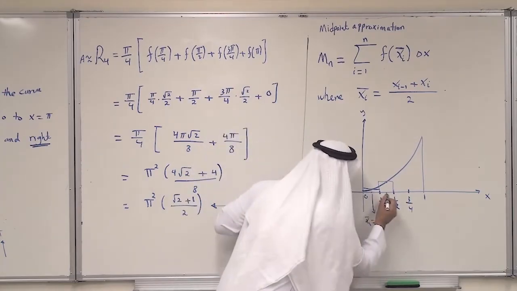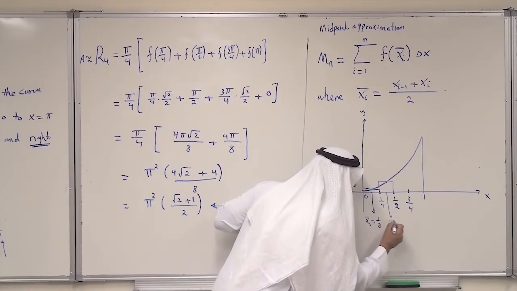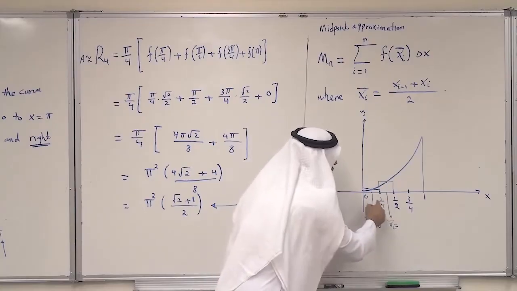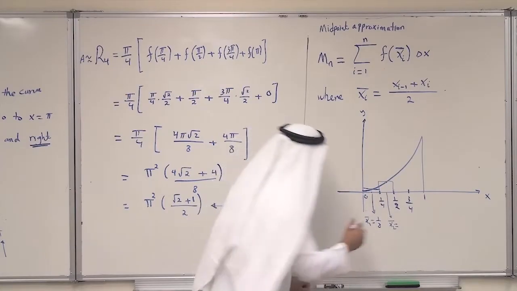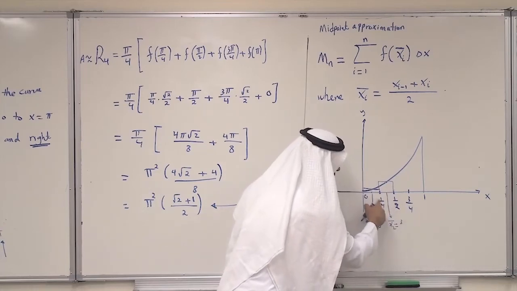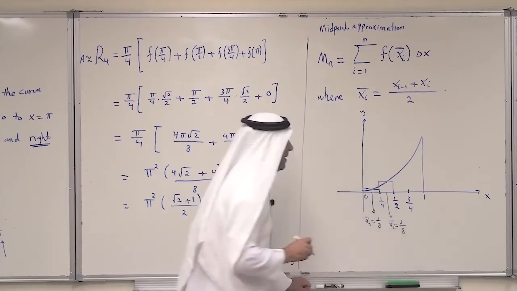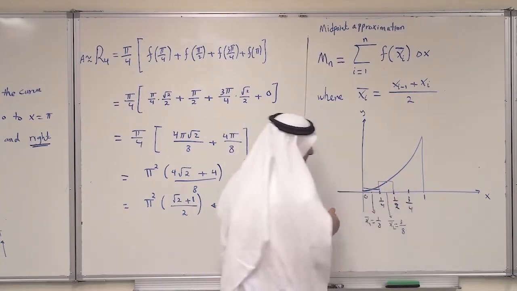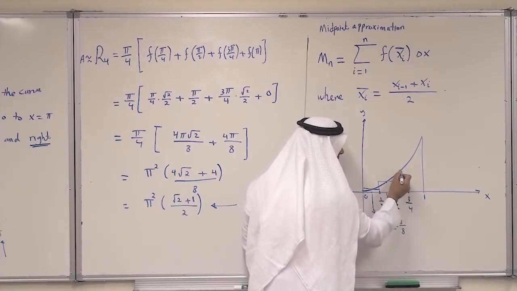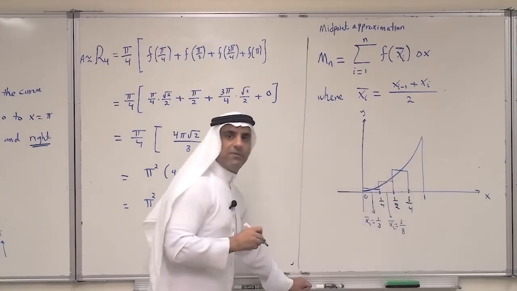If you need to find exactly what this point is, it will be called x2 bar, the second sample point as a midpoint. You add these two numbers and divide by 2. So you will have 2 over 4 plus 1 over 4, that is 3 over 4, divided by 2, that is 3 over 8. Similarly, you do the third one. You go to the middle point here, sketch the altitude, and then draw the rectangle. That's the rectangle we have here.